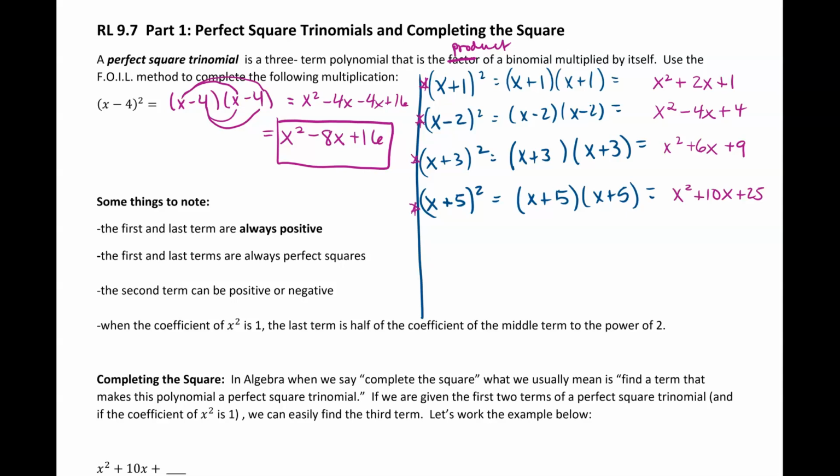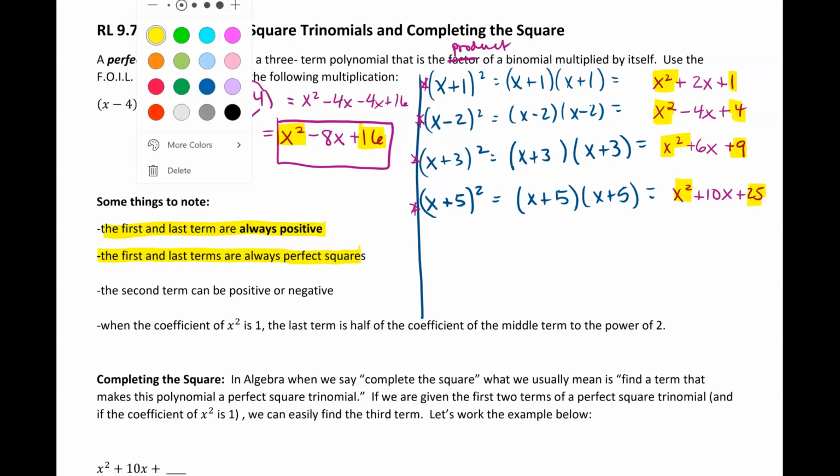So let's look at what they all have in common. So first of all, for all of these, the first and last terms are always positive. And additionally, the first and last terms are always perfect squares. So let's see what patterns we can pick up on. So x squared and 16 are both positive and perfect squares. So are x squared and 1, x squared and 4, x squared and 9, x squared and 25.